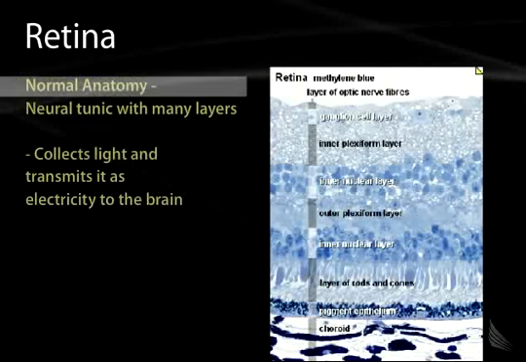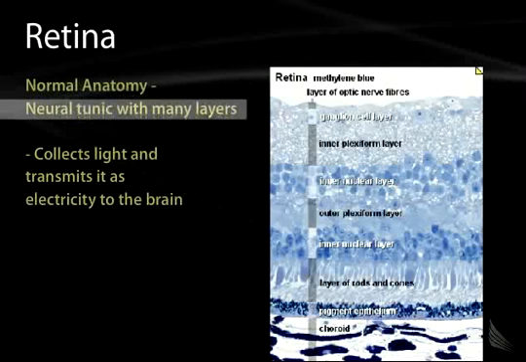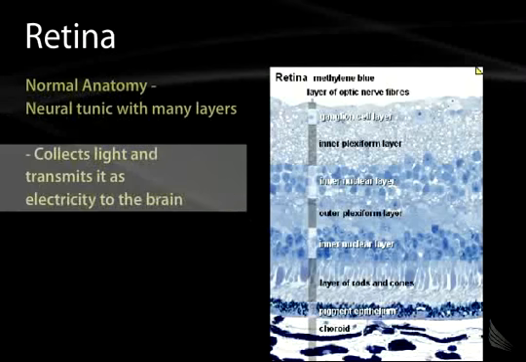This slide is to highlight the functional and normal neural anatomy of the retina. It's a neural tunic, which means it has many different neural layers, and it collects the light as it goes through the pupil, hits the retina, and transmits the light as electricity to the brain, which interprets it as vision. You probably memorized the layers of the retina in your preclinical years. It's not bad to know what they are, although you might not be asked specifically what it is. It'd be good to know.